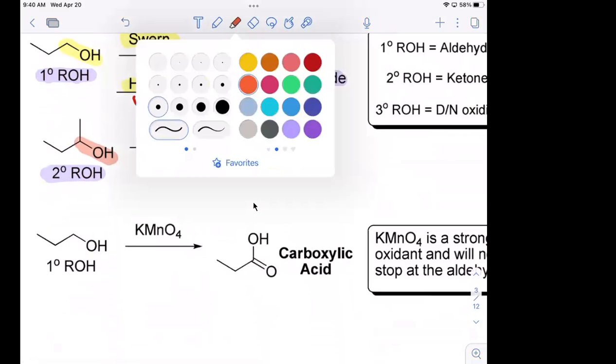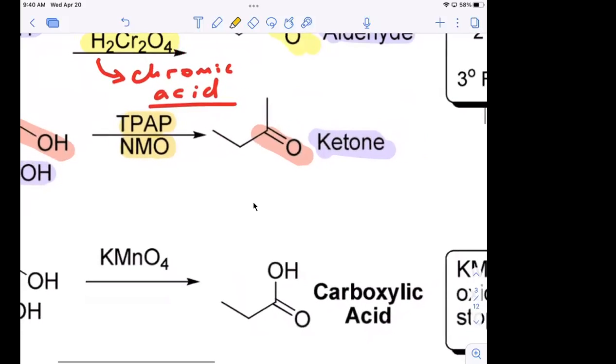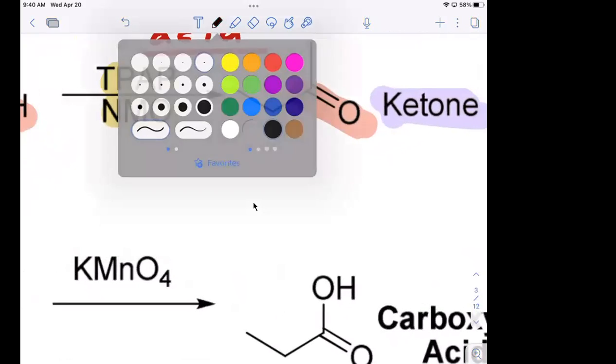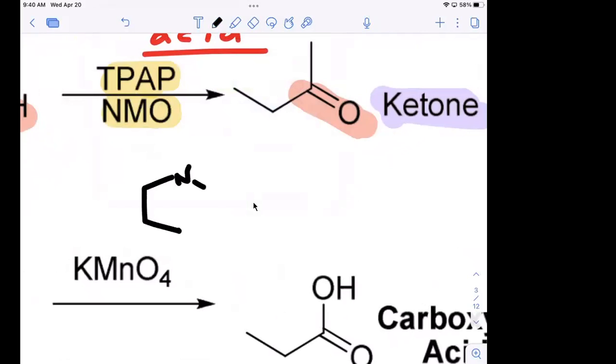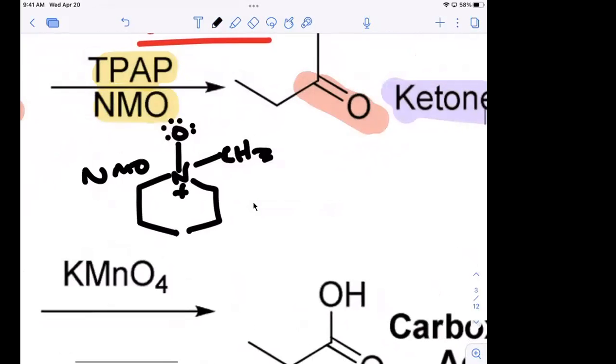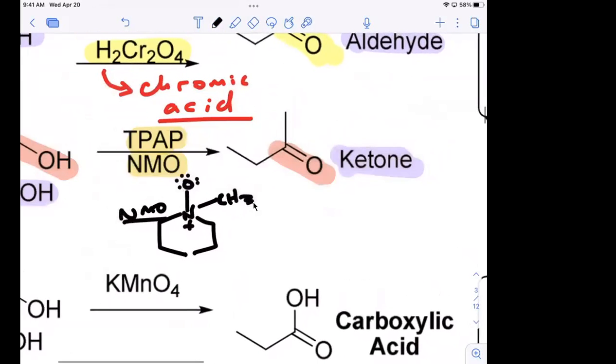It's TPAP, and I'll pull that up in a second. TPAP and NMO. NMO is basically a co-oxidant for this reaction. It helps to get the metal back to its original state. So this is NMO, N-methylmorpholine N-oxide, and then TPAP is a ruthenium catalyst.